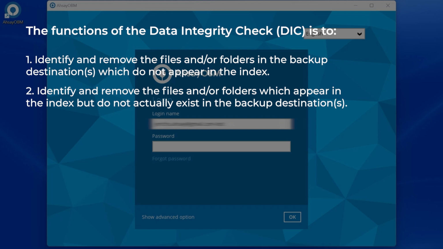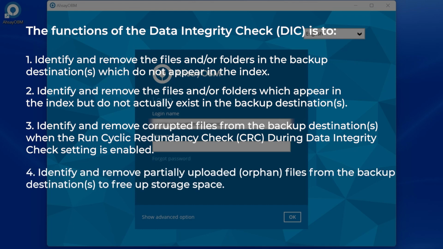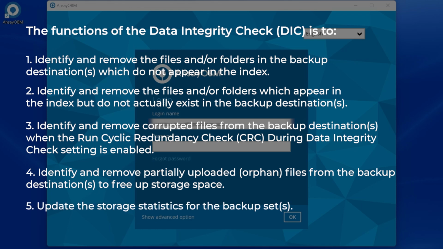exist in the backup destination, identify and remove corrupted files in the backup destination when the Run Cyclic Redundancy Check during Data Integrity Check setting is enabled, identify and remove partially uploaded orphan files from the backup destination to free up storage space, and update the storage statistics for the backup set.